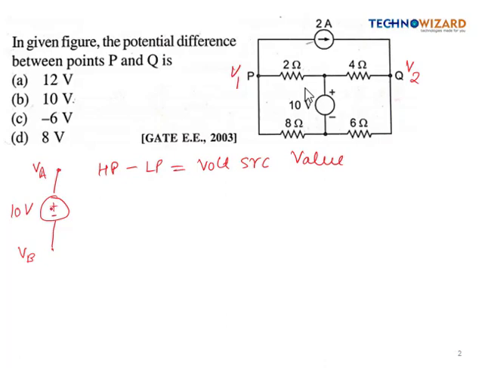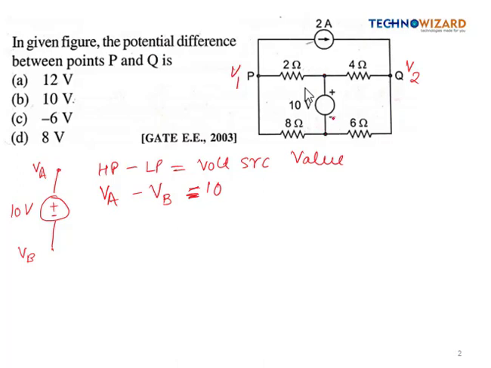right? So at the high potential terminal, it means this plus terminal, at this terminal VA is connected, it means VA minus, at the low potential VB is connected, so VA minus VB is 10 volt, right? So do remember this. So similarly here the high potential terminal is this and the low potential terminal is this.